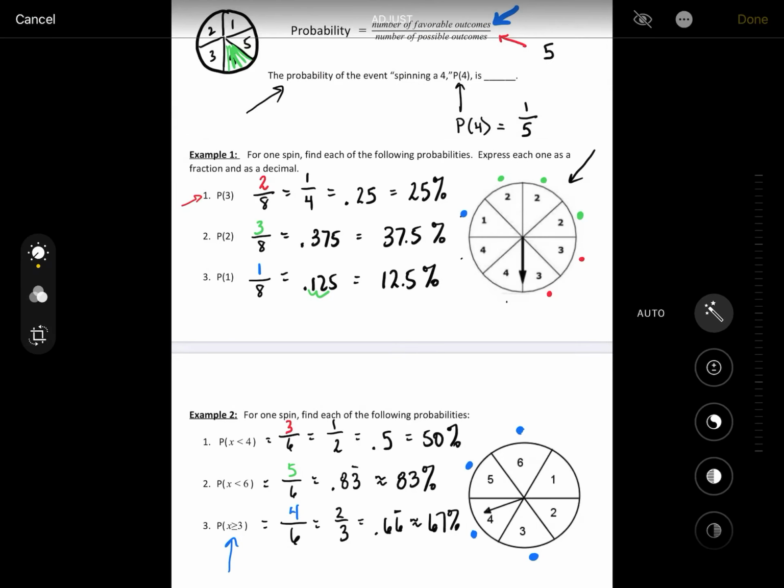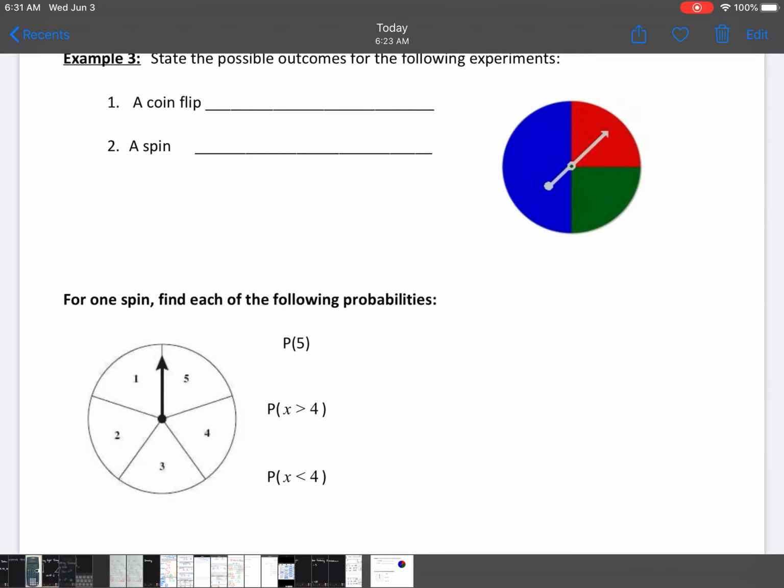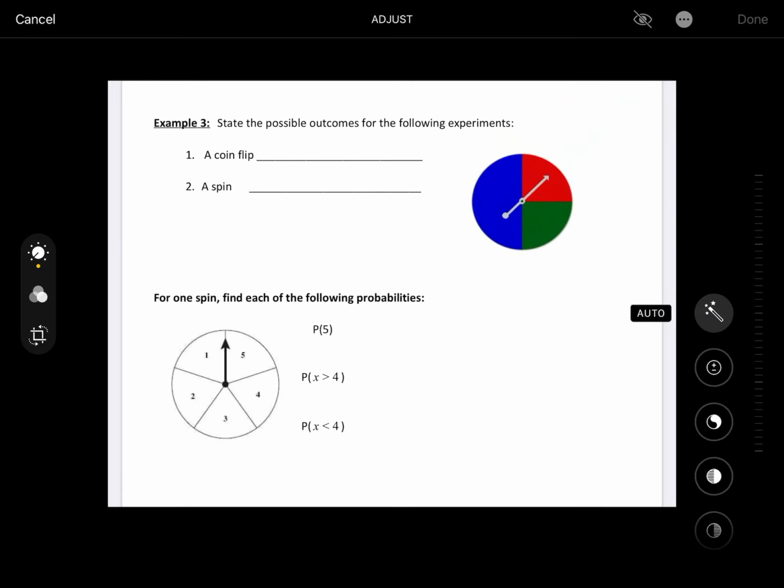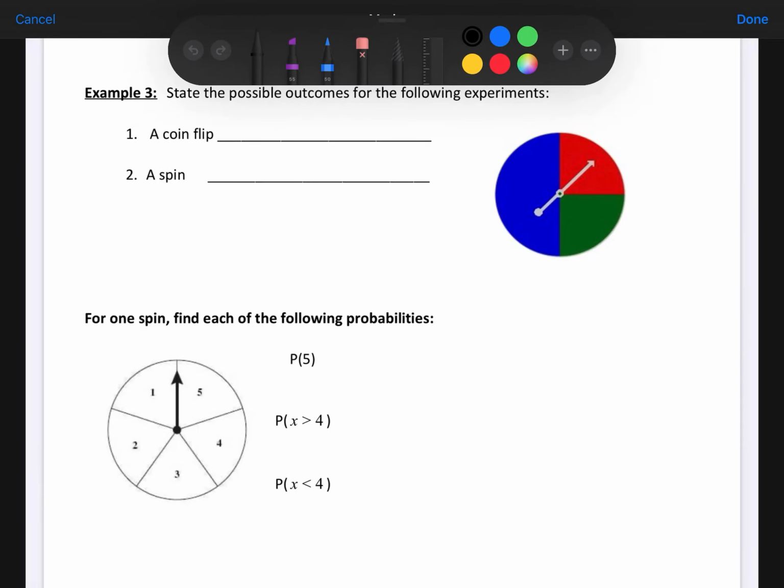Let's look at just a couple more examples here. Let me get my editing tool out. This first one says, state the possible outcomes for the following experiment. A coin flip. Remember, a coin could be heads or tails. All right, and that's pretty much 1/2 each. Those are the only two.